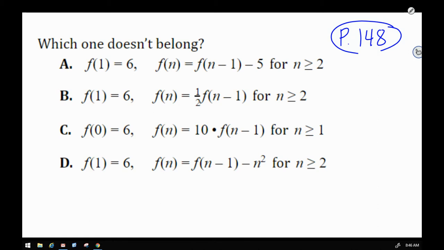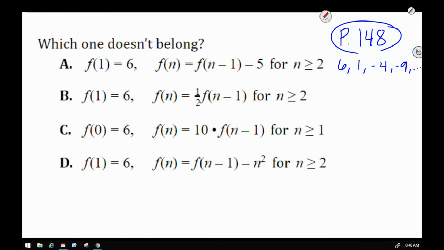Okay, so what's happening between each term in this sequence? Yeah, they're subtracting 5. So for this sequence, we would start at 6, and each one we would subtract 5. So 6 minus 5 is 1, minus 5 is -4, minus 5 is -9, dot, dot, dot. Should keep going.